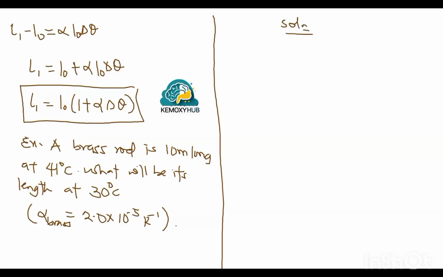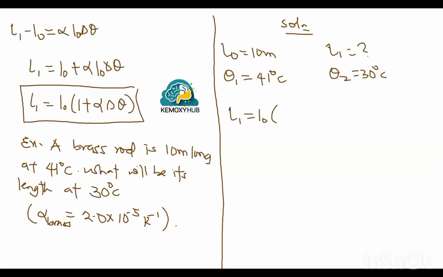What were we given? We are given the length of the well, that's L naught equal to 10 meters long. Then my initial temperature theta 1 is equal to 41 degrees Celsius. Then my theta 2 is equal to 30 degrees Celsius. So I'm waiting for the new length. You apply the formula: new length L1 equals L naught into 1 plus alpha change in theta.